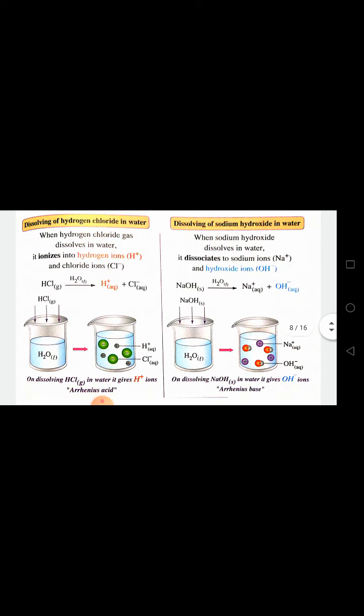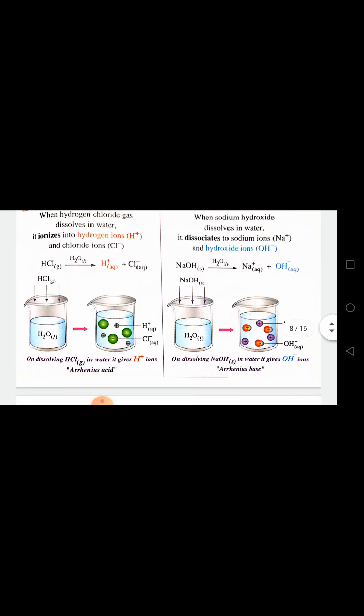Here is an example of an acid dissolved in water to produce hydrogen ions: HCl. HCl is a gas. When dissolved in water, it gives positive hydrogen ion, aqueous, and chloride ion, aqueous. While when dissolving sodium hydroxide in water, it gives sodium ion, aqueous, and hydroxide ion, aqueous also.